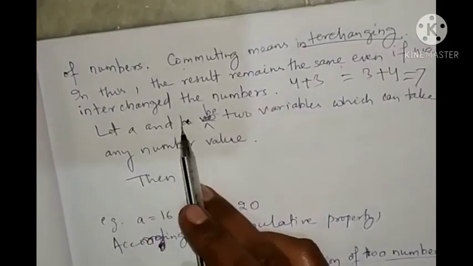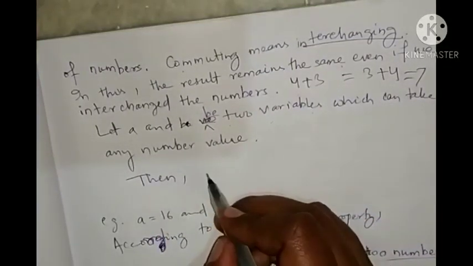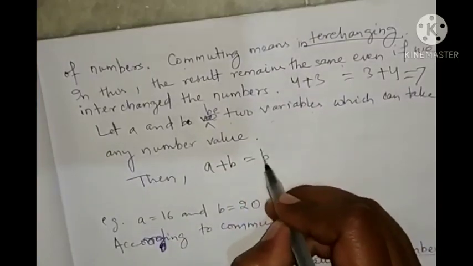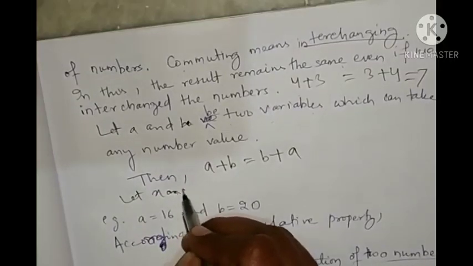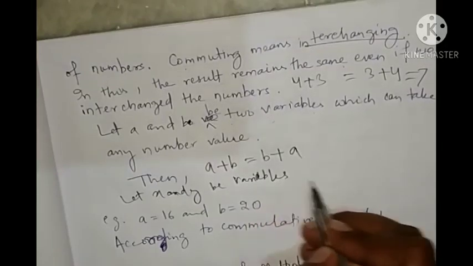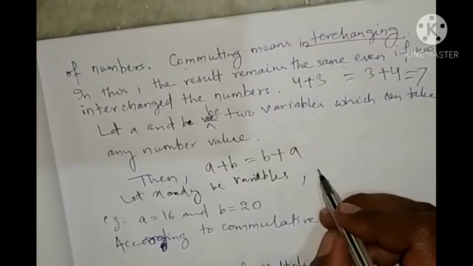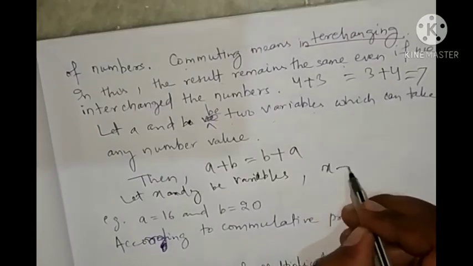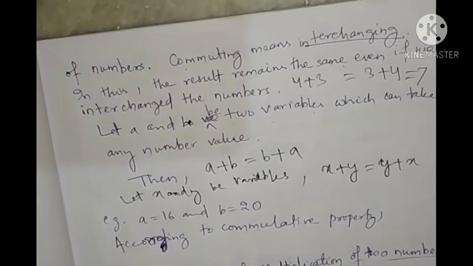Let A and B be two variables which can take any number value. Then we can write A plus B equals B plus A. If I take X and Y as variables, then according to the commutative property of addition of two numbers, I can write X plus Y is equal to Y plus X. Like that, you can take any variables and put them in the commutative property of addition.